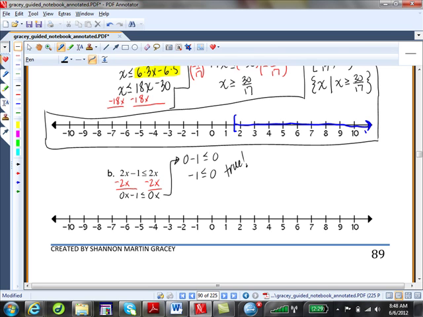So what does that mean for our answer? It means that it doesn't matter what number you plug in for x, you'll get a true statement. So we shade the whole entire number line for our graph of the solution, and the interval notation goes from minus infinity to infinity, and the set builder notation is x such that x is a real number.